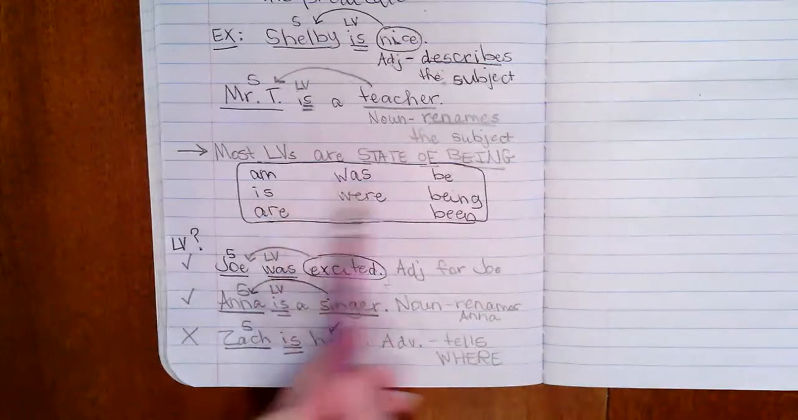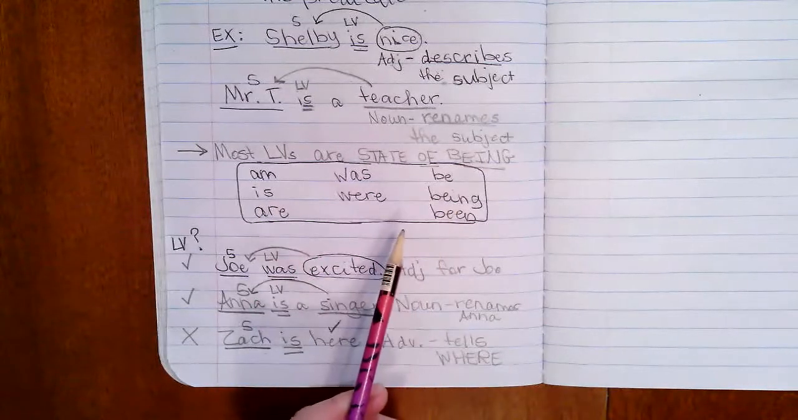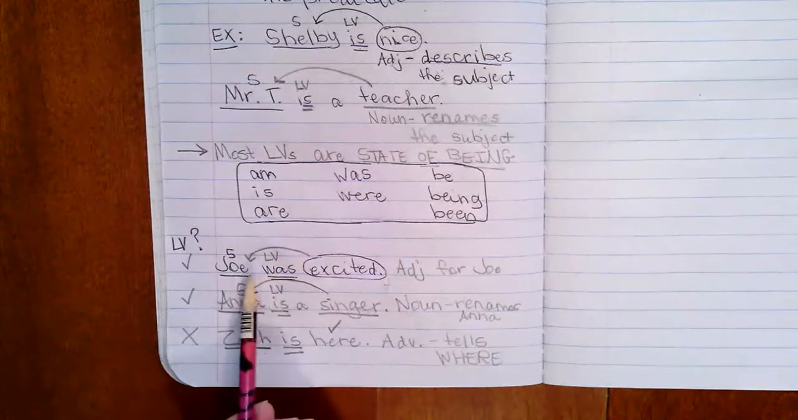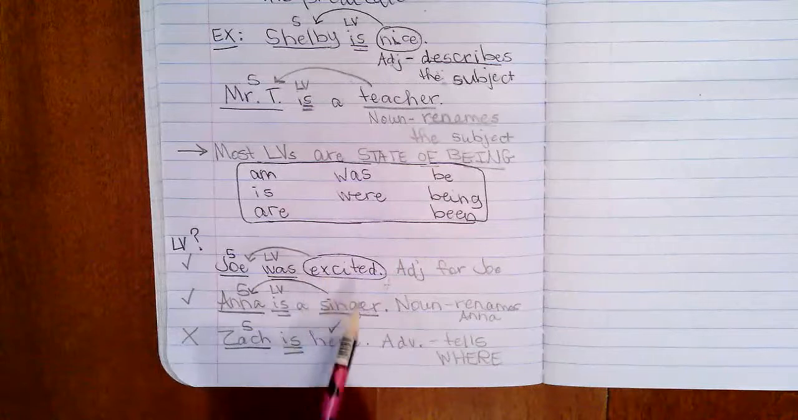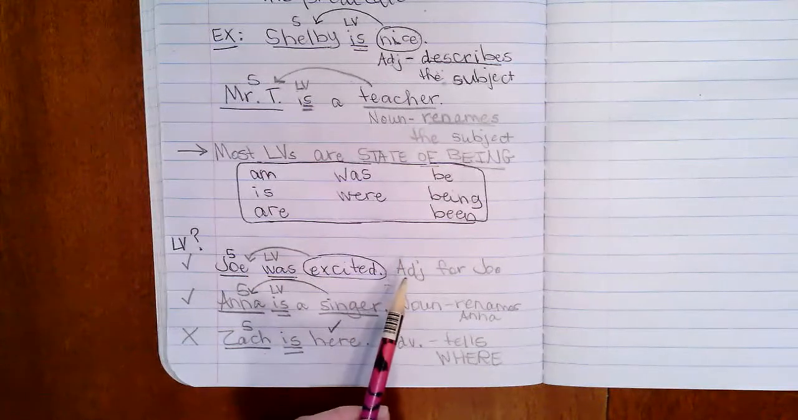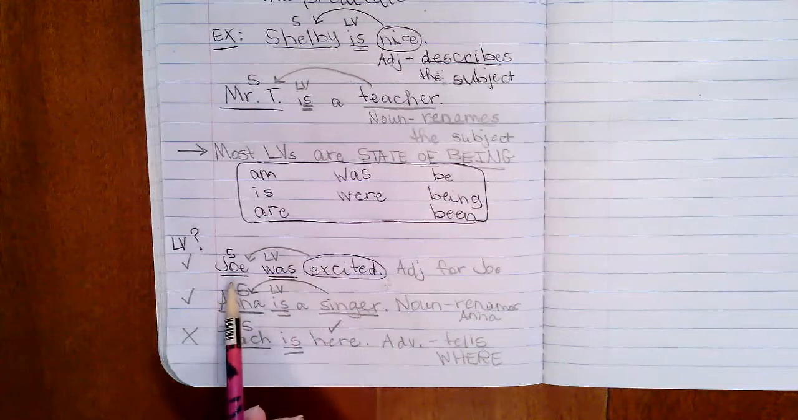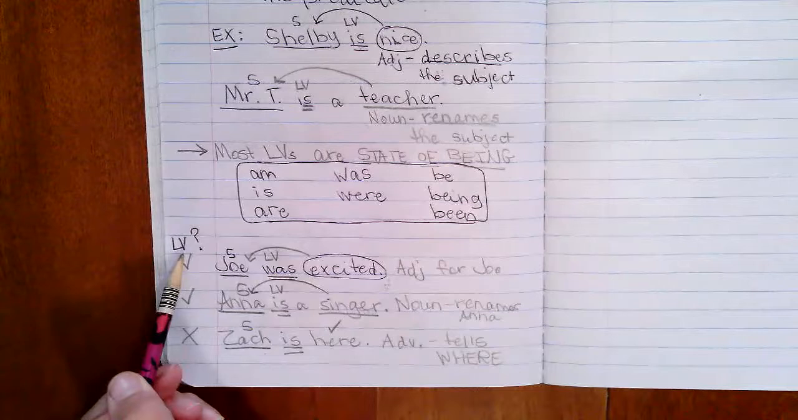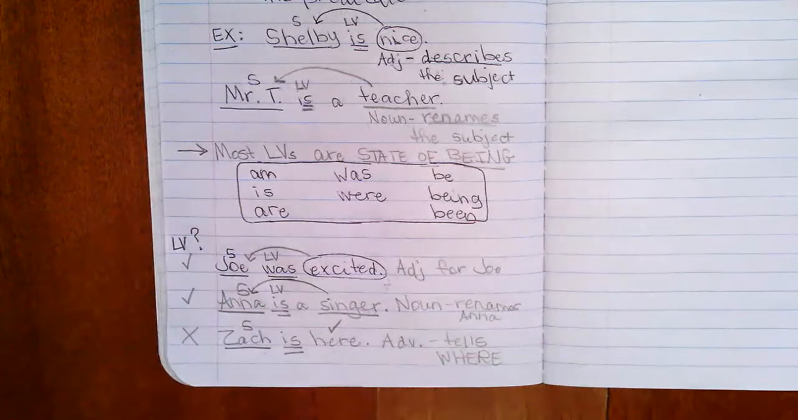So I don't want you to see one of these verbs and think, oh my goodness, I got a linking verb. It's got to pass the test. It's got to link or connect the subject to something that's in the predicate. And it's either going to be an adjective describing the subject, or it's going to be a noun that renames the subject. Okay, so that's an important test that you need to do to find out, is it a linking verb or is it a state of being verb?